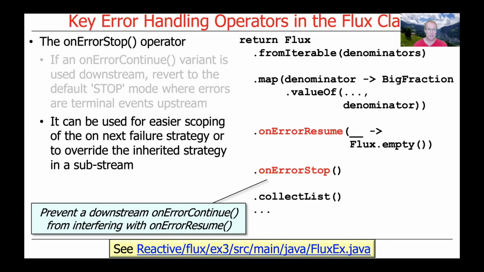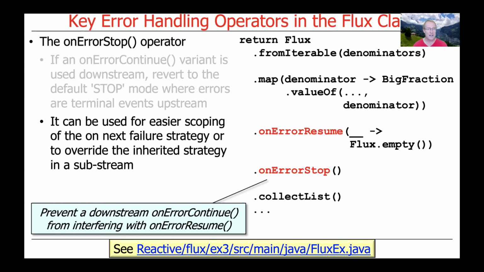This can be used for easier scoping of the next failure strategy or to override the inherited strategy in a substream. So here's a simple example of this coming from the case study we'll look at at the end of this lesson, where we've got onErrorResume, but then further down in the stream, you don't see it here, there's a call to onErrorContinue. So what we want to do here is use onErrorStop after onErrorResume to basically say, yeah, we really want to stop. We really want onErrorResume to handle this, not let it be propagated up to the onErrorContinue, which has a very different semantic, which could be unexpected in this situation.